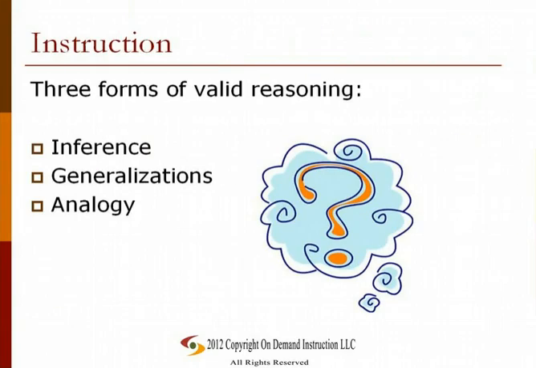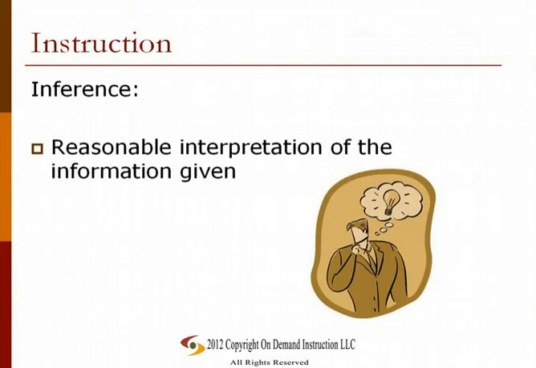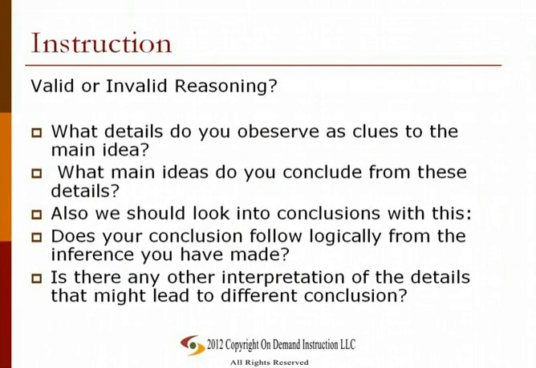There are three forms of valid reasoning: inference, generalizations, analogy. Let's take a look at inference. Inference is a reasonable interpretation of the information given. How can we distinguish valid or invalid reasoning? We must take into consideration the main ideas by these questions.